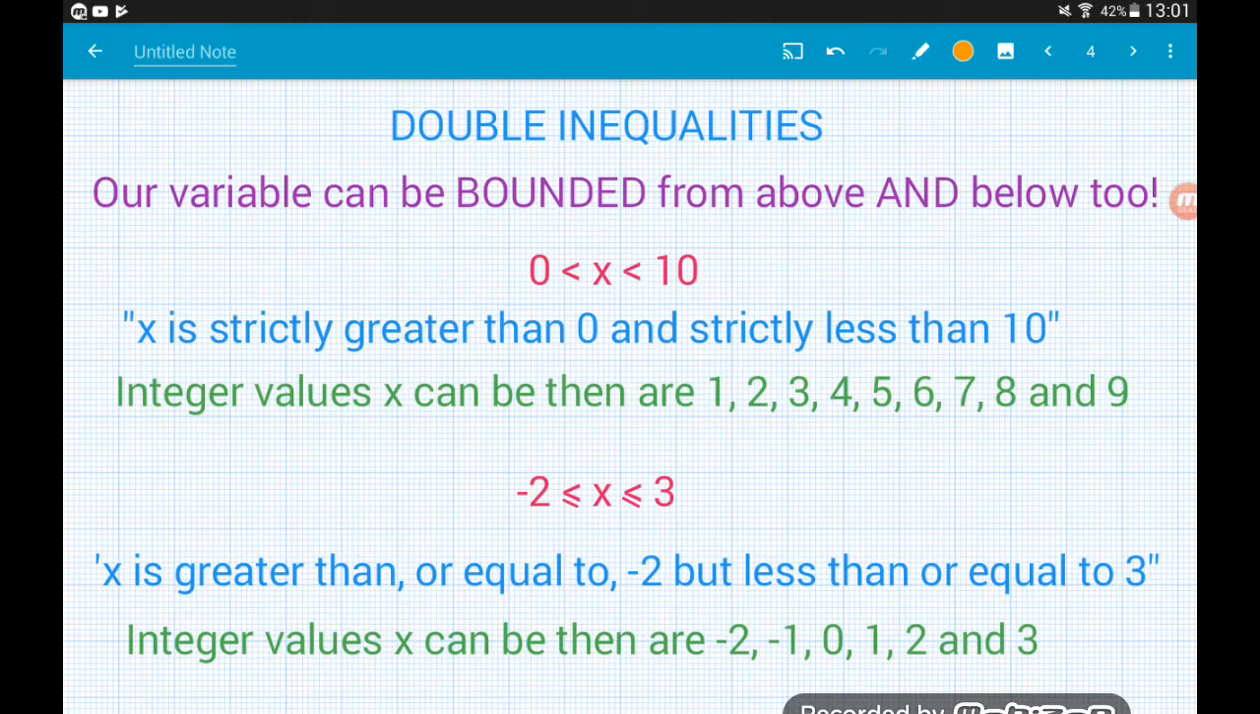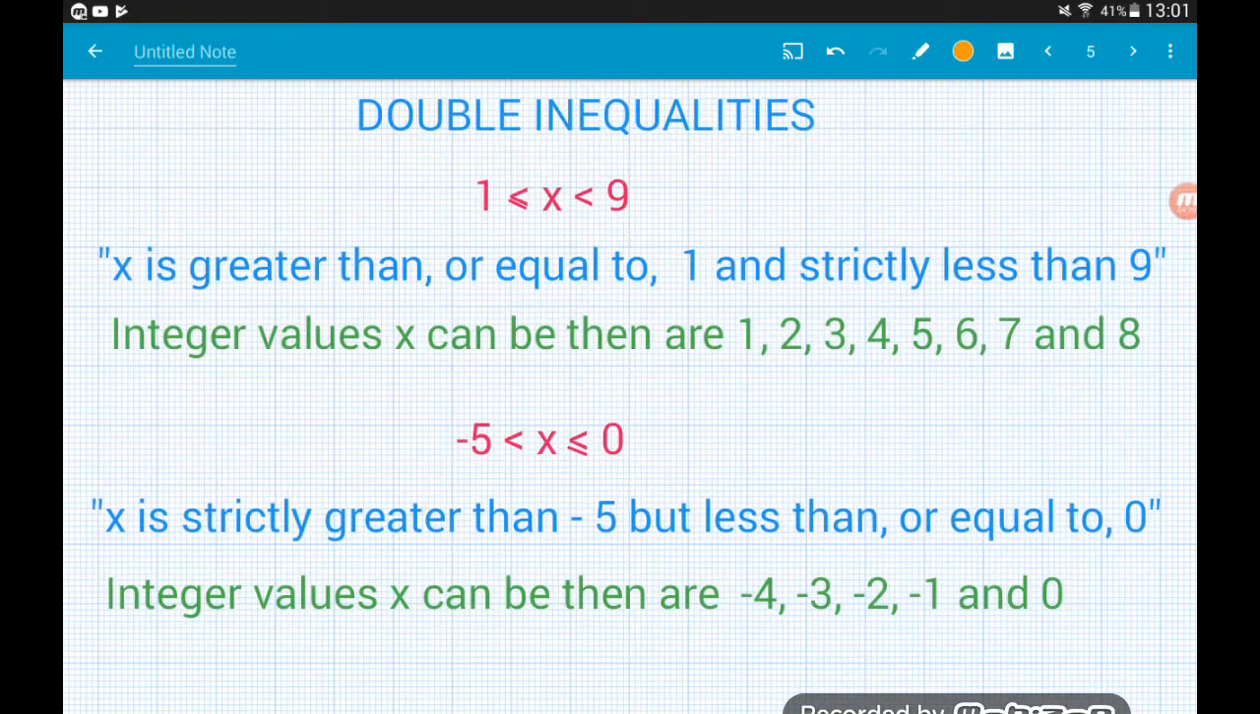So this second chap here, x is greater than or equal to minus 2 and it's less than or equal to 3. So the integer values here that x could take would be minus 2, minus 1, 0, 1, 2 and 3. So that's the difference that these or equal to inequalities make. X is allowed to equal the numbers at the bounds. Again though, it's still not allowed to equal numbers lower than the lower bound or numbers higher than the upper bound.